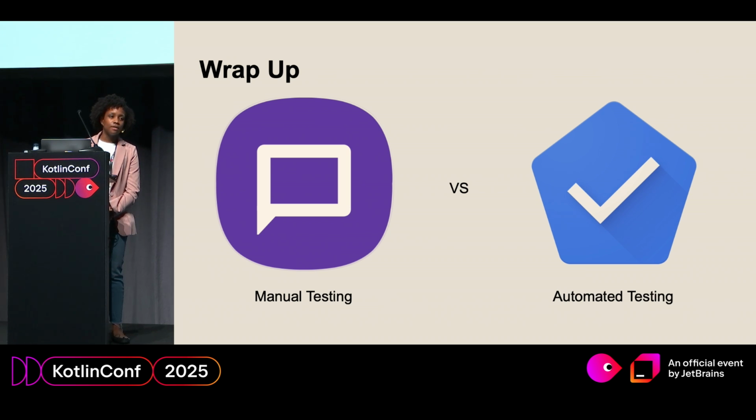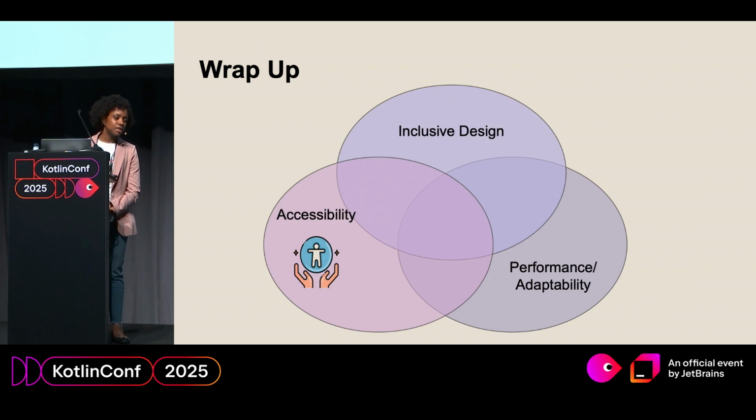So when we look at inclusive design, performance and adaptability, and accessibility: for inclusive design, it's just making sure that when you are looking at the colors that you use and the sizes that you use, that design works for different device sizes and different devices as a whole. So for tablets, Samsung, Pixels, whatever the case may be, just keep that all in mind from the beginning.